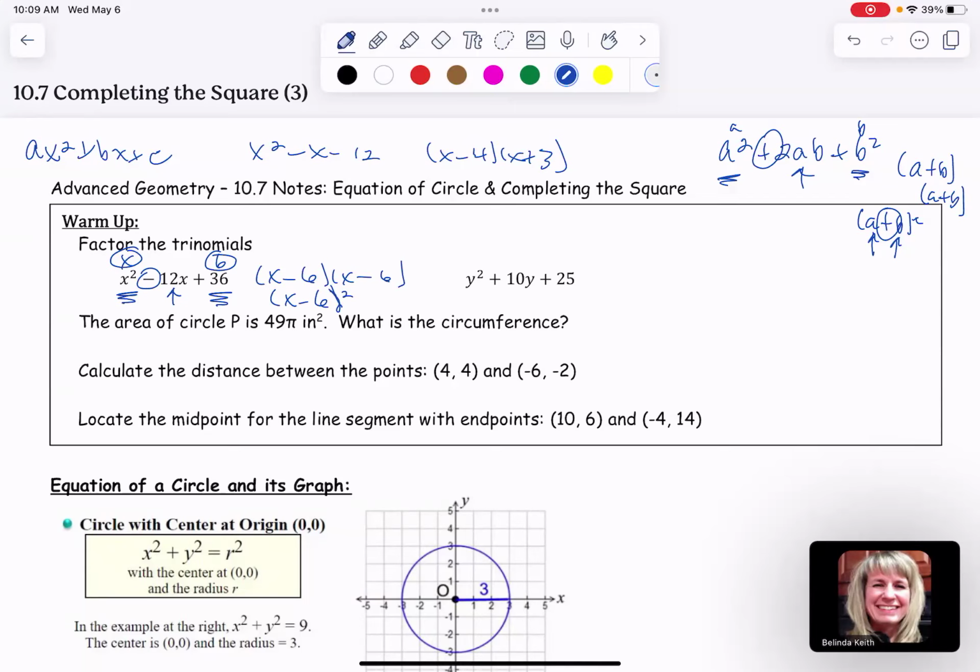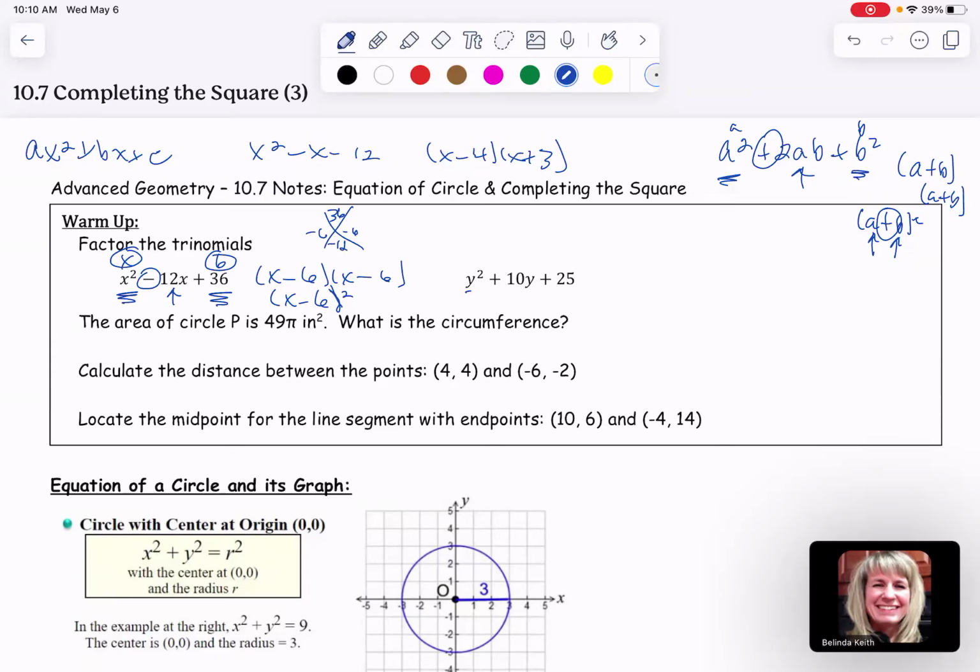Now, you guys could have factored that using your big X. You would have done your 36 and your negative 12, and the two numbers that multiply to be 36 and add to be negative 12 would have been negative 6 and negative 6. This is just an easier way to do it quickly if you see that it's a perfect square trinomial.